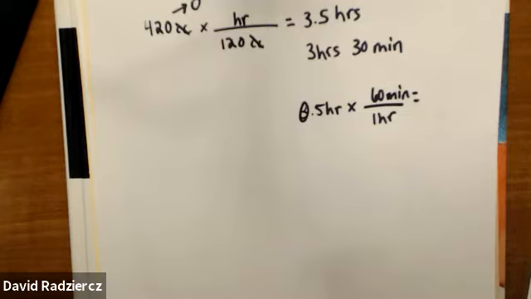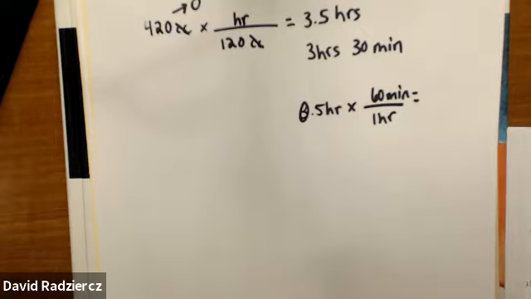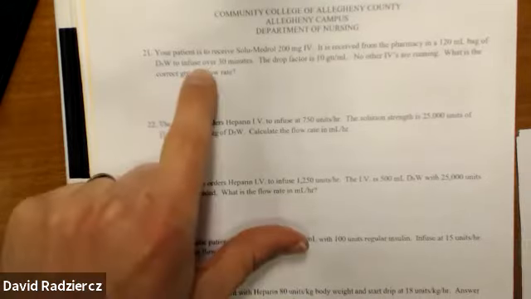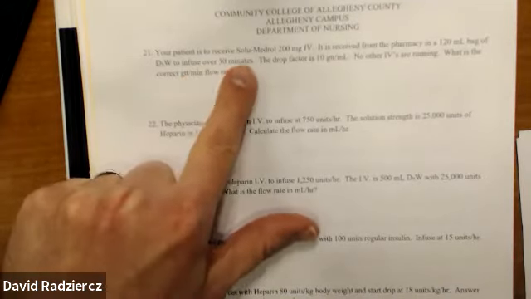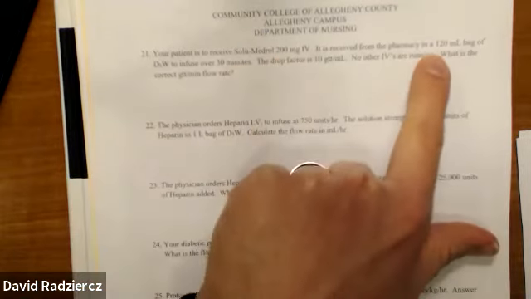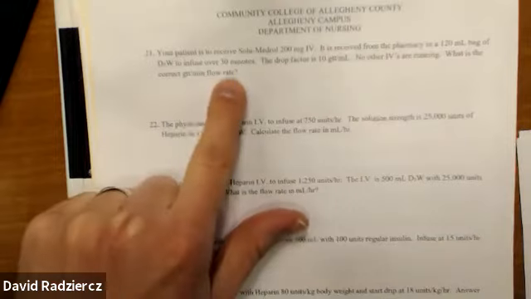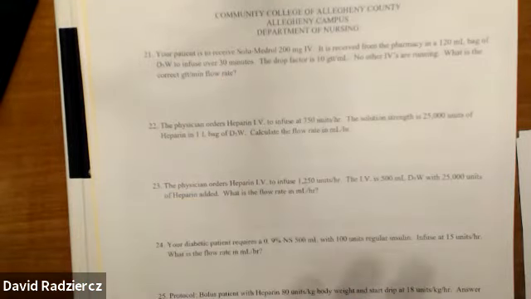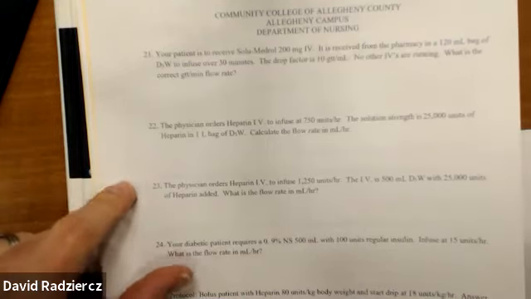All right, 21 and 22. So 21 is just like that question that was asked previously. There's going to be extra information that we don't need in this problem. It says Solumedrol 200 milligrams IV. It's received from the pharmacy in a 120 milliliter bag to infuse over 30 minutes with a drop factor of 10. No other IVs are running. What is the flow rate in drops per minute?